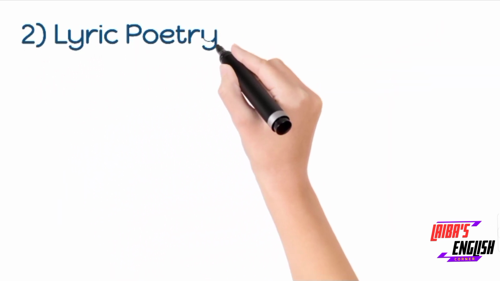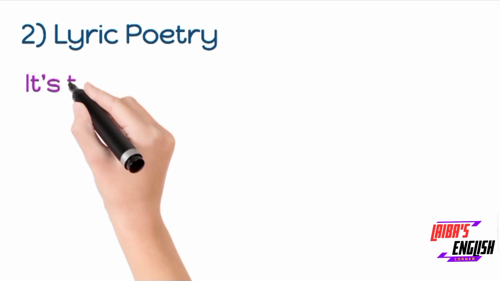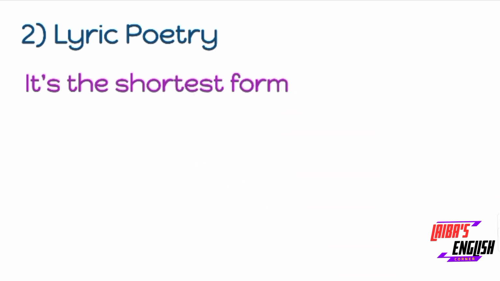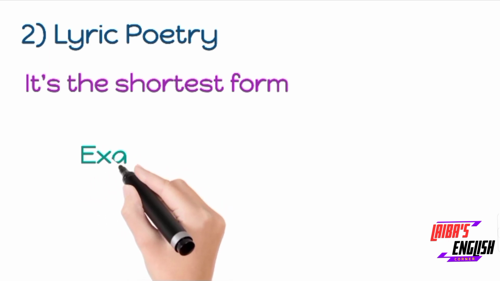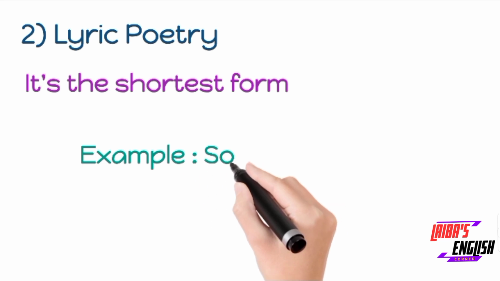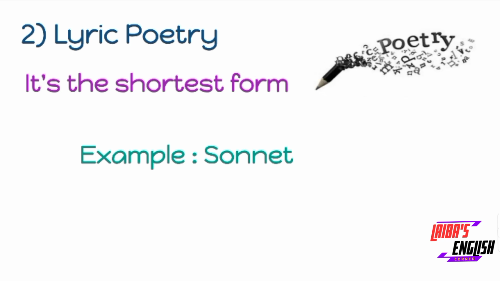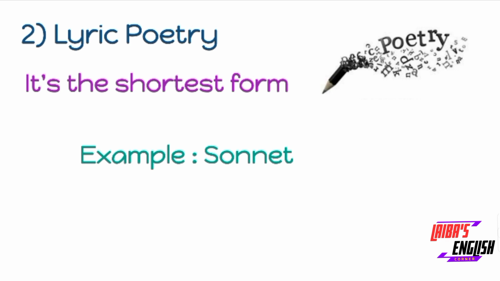After narrative poetry, the second type is lyric poetry. What is lyric poetry? Basically, it is the shortest form of a poem. As I mentioned before, in narrative there are epics and epics are so big. So lyric is the shortest poem, for example, sonnets. What is a sonnet? A sonnet is basically a short poem of 14 lines in which we are addressing our beloved person. So now we are clear with our two basic ways to write a poem.